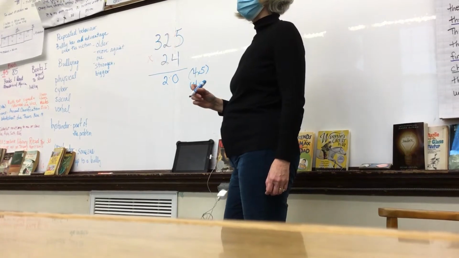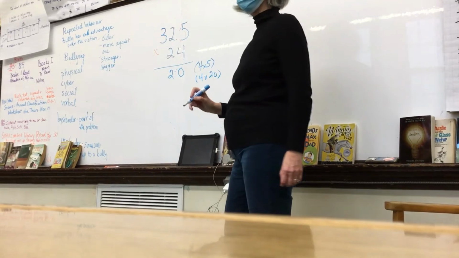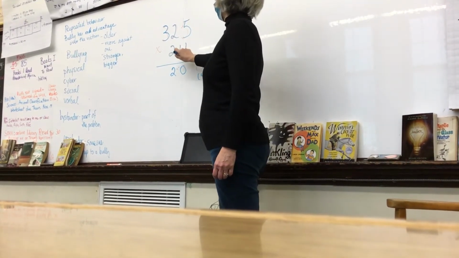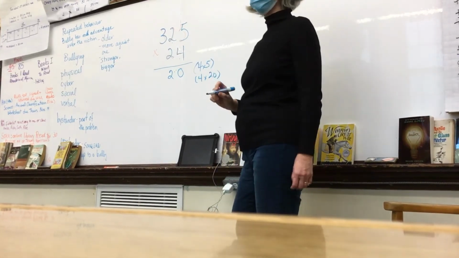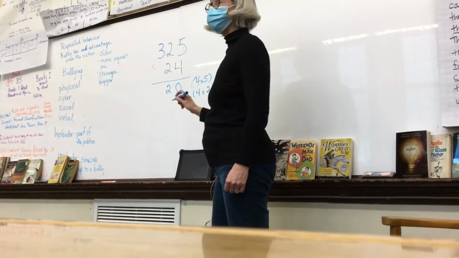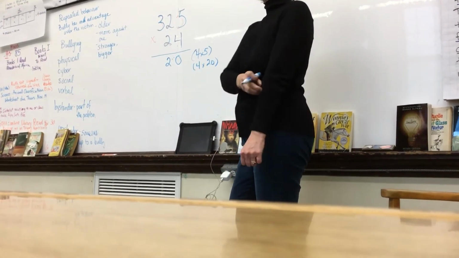Ten plus 10 is 20, so I'm really doing 4 times 20, which is how much? I can look at it as 4 times 2 tens. What's 4 times 2? 8. Yes. Where am I going to write that 8? In what place?